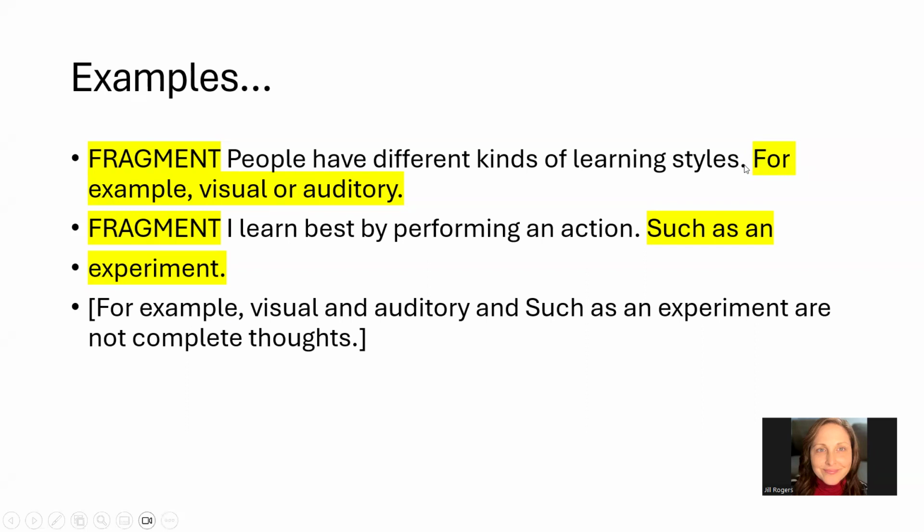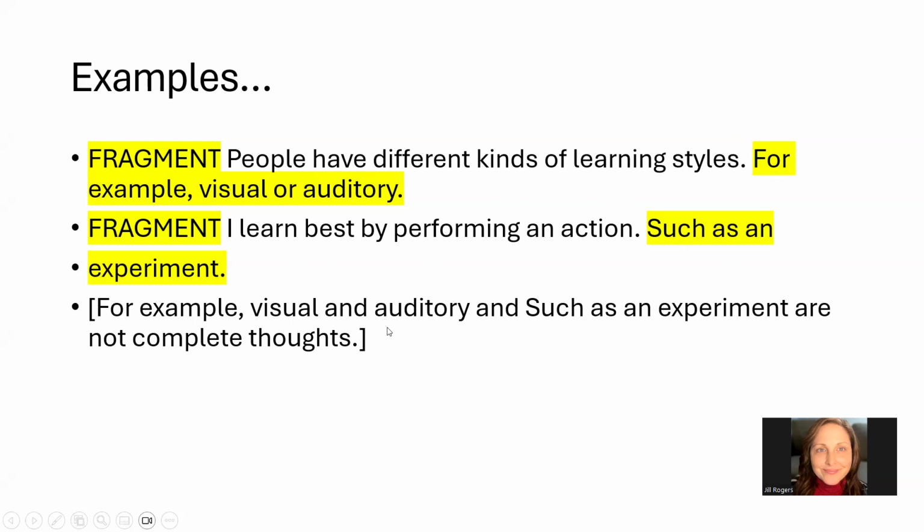Usually with an example or an explanation, you will put a comma because it's a non-restrictive clause. It's just extra information, so usually you put a comma. You only don't put a comma if it changes the meaning of the sentence. Okay. Here's another one. I learned my best for performing an action, such as an experiment.